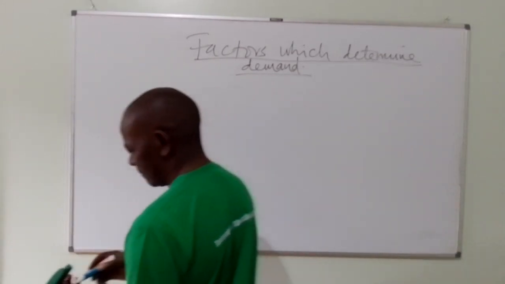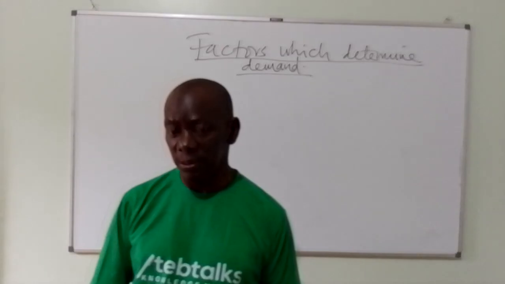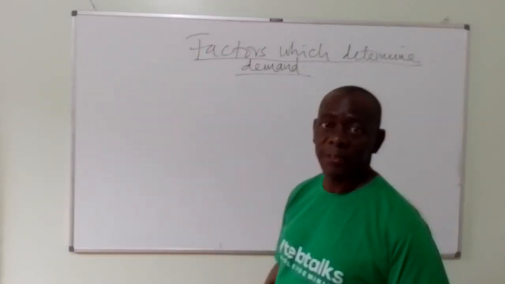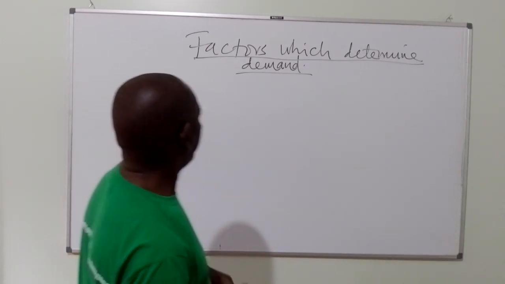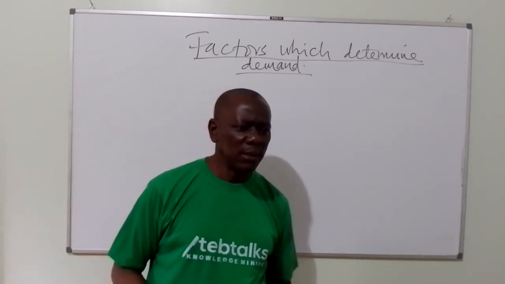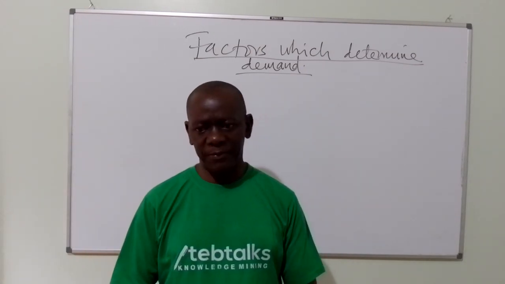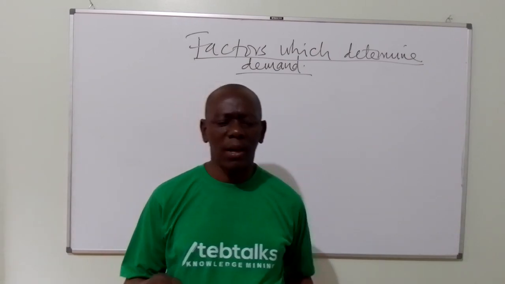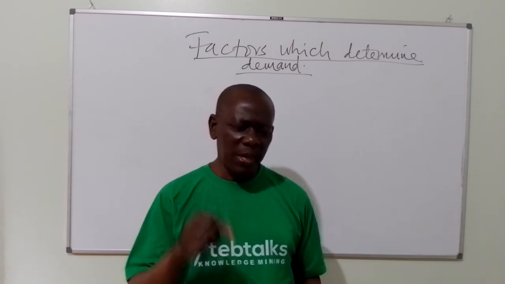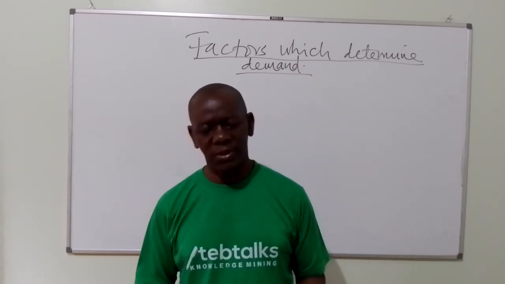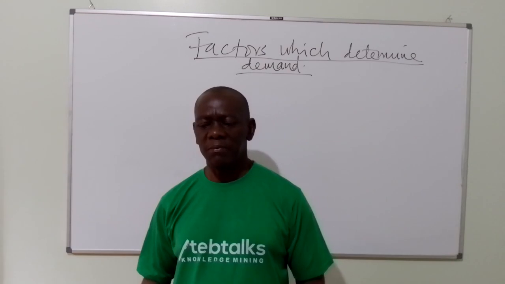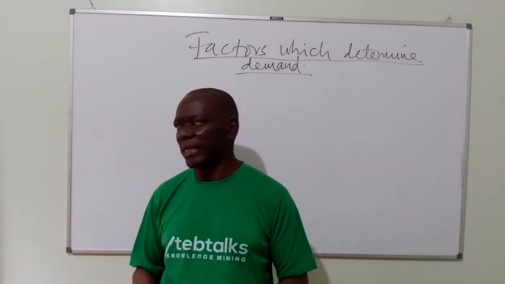Factors which determine demand. So we are going to look at the factors that determine demand as our next topic. We have gone to this level. Factors which determine demand. We are looking at things that will make demand be effective. In other words, what factors are going to make demand to be in existence? What will make this consumer consume the commodities or buy the commodities? What factors are going to compel this person to buy the commodities, or to have demand for a commodity in a certain area.